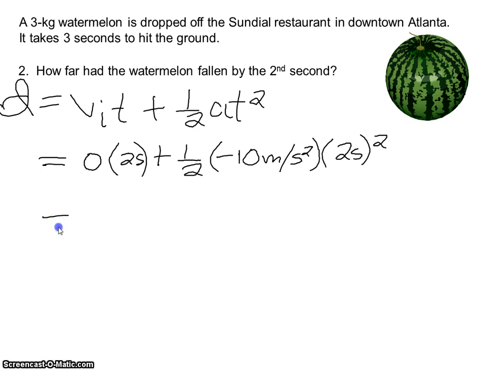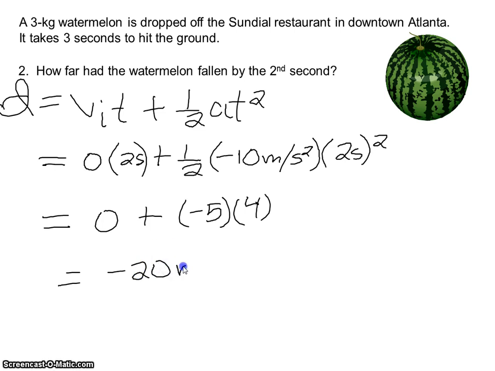So let's simplify a few things. 0 times 2 is 0. 1/2 times negative 10 is a negative 5. And then 2 squared is 4. So our answer is negative 20. Now in this case, the negative just implies that the watermelon is 20 meters below its starting point. If it had been a positive 20, we might think about the idea of throwing the watermelon up in the air, and it would have a positive height.